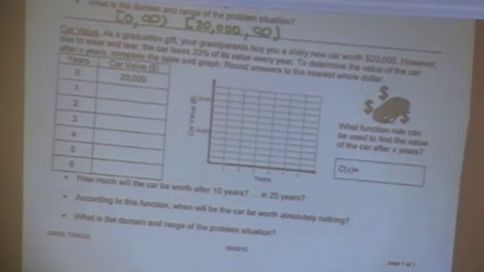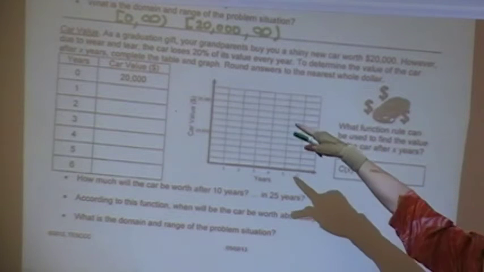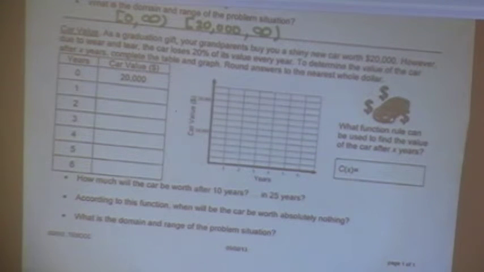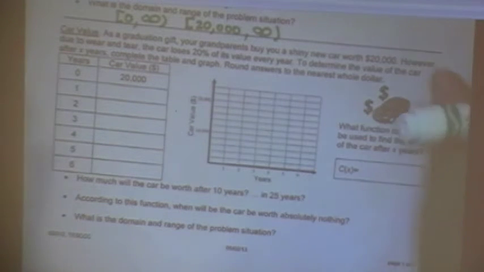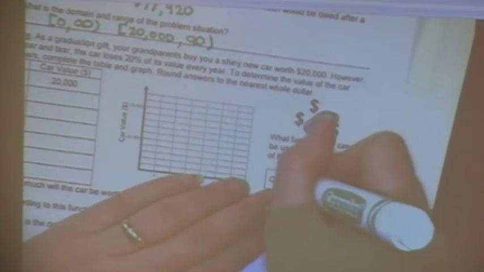So, as a graduation gift, your grandparents buy you a shiny new car worth $20,000. Our initial value is $20,000, just like it was with the other column. However, due to wear and tear, the car loses 20% of its value every year. So to determine the value of the car after x years, complete the table and graph. So our initial value, or our a, is 20,000 again.